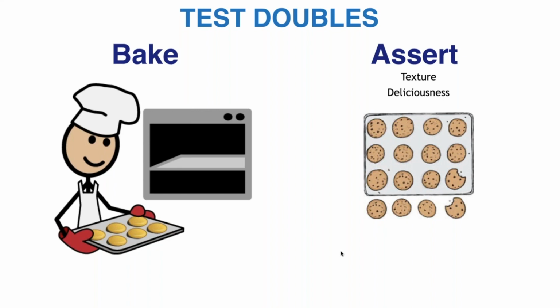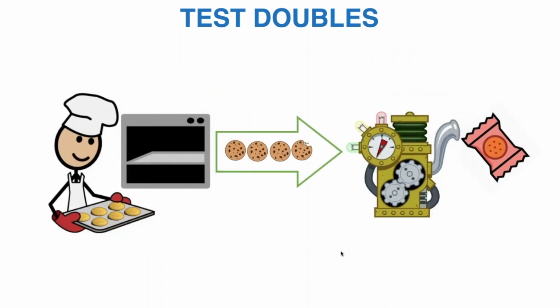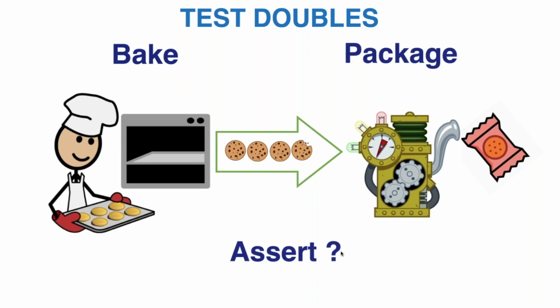Okay, now my business is going really, really well. I'm baking cookies like there's no tomorrow. So I decided to buy a packaging machine. Then suddenly, when I put my cookies in the oven and I bake them, there's no way for me to take them out and test if the baking is good or not. So I need to change my testing strategy. Let's imagine there's a tray where the cookies roll out of the oven into the packaging machine, and I really want to test that the baking operation has been all right. So how can I do this? Where do I put my assertion?